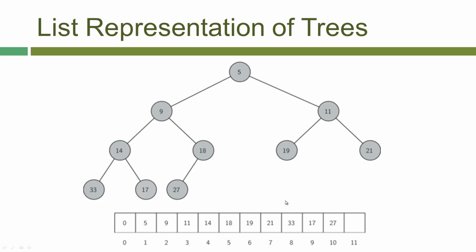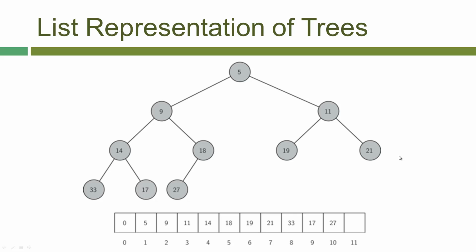So if we just look at this figure, we can see that we have 5 at the root level of the tree, and then 9, 11 at the next level, 14, 18, 19, 21 at the next level down, and then 33, 17, 27. And we see here the pattern. We just have 0 as an index of 0, and then we continue on with the levels.